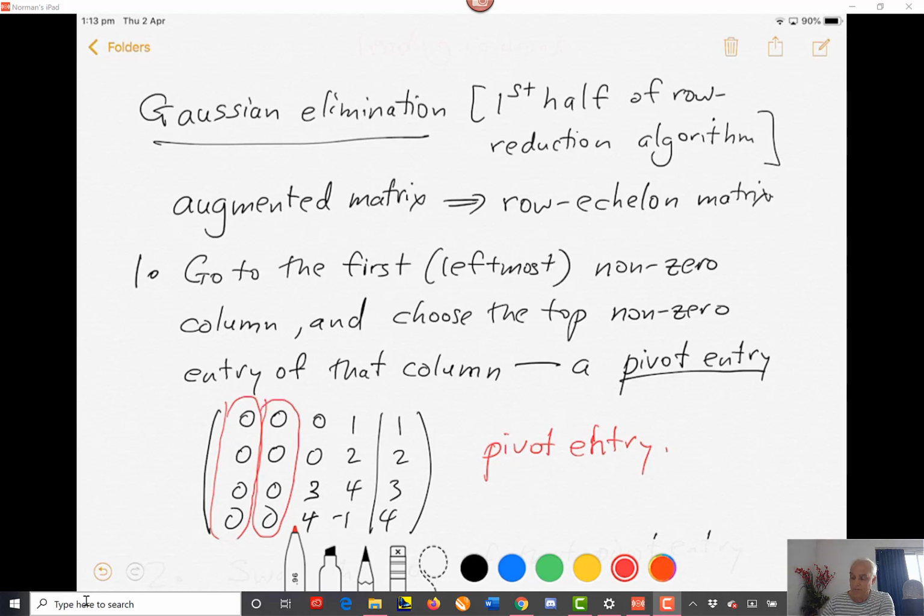This third column does not have all zeros. So it's a non-zero column. And we're going to choose the top non-zero entry, this number 3, that entry right there. I'm going to call that the pivot entry. That's going to be the important point. And what we're going to do now is move that into the right position. It's not currently in the right position. And then we're going to use that entry to eliminate everything below it.